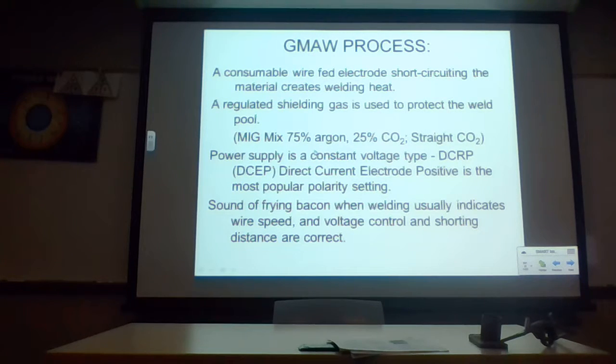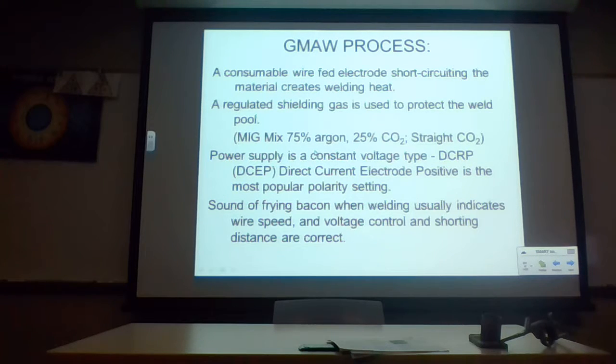The power supply is also different from what you'd find in a stick welder or a TIG welder. They use a constant voltage power supply. And we can also swap the polarity, but very commonly they just leave it set to one polarity setting, of whatever is considered to be most popular, what they want to use.